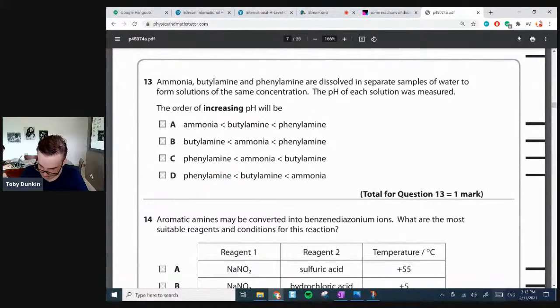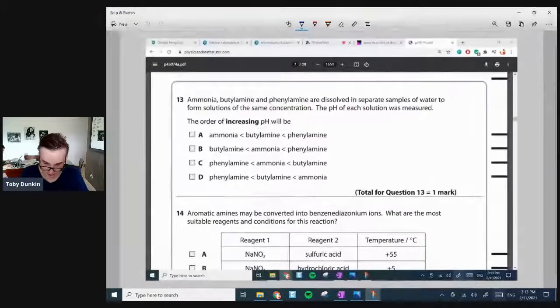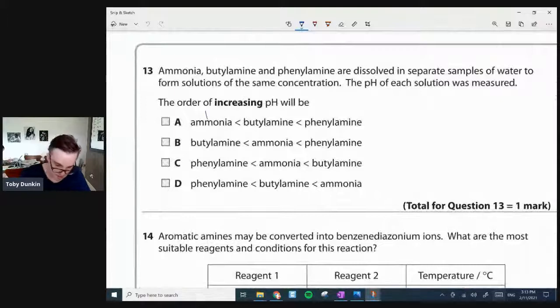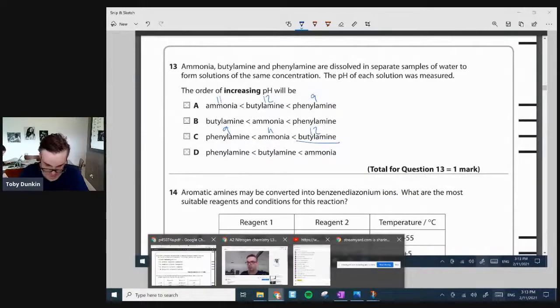Lol. So this one, really lovely question. This is why I'm teaching you nitrogen chemistry. We know that ammonia is 11, butylamine is a primary amine, that's 12, and phenylamine is 9. So in order of increasing pH, the butylamine will need to go last. That makes sense: 9, 11, 12, I'm done. Thank you very much. Isn't that lovely?